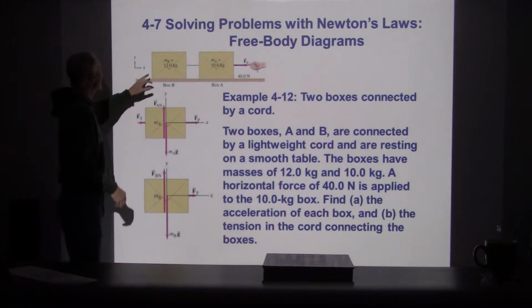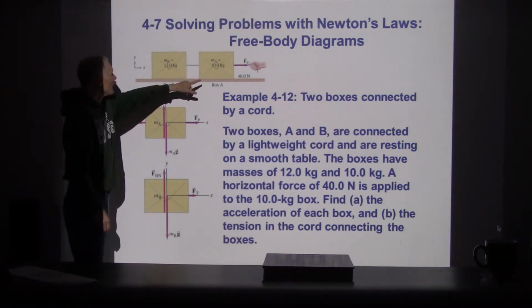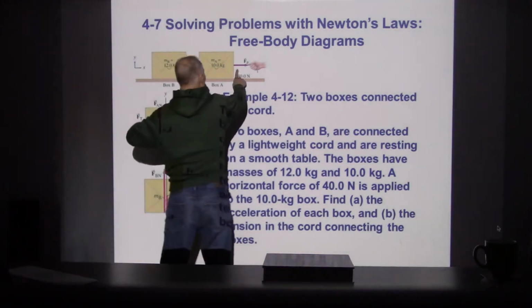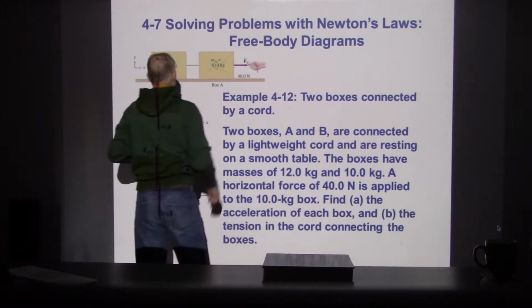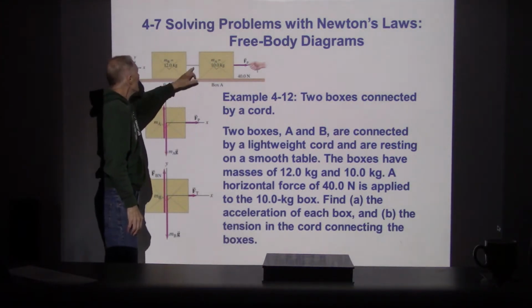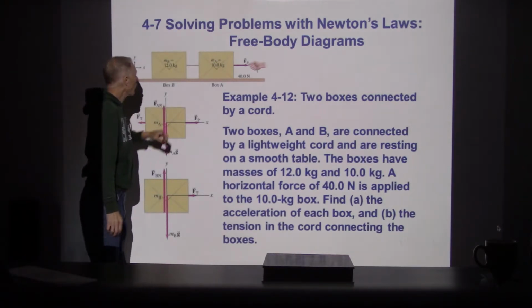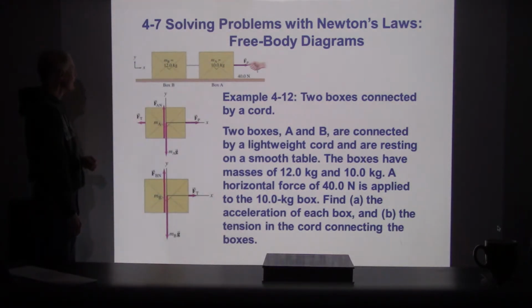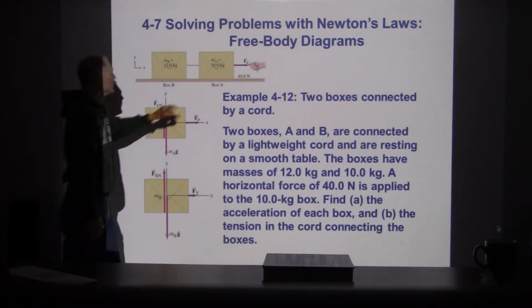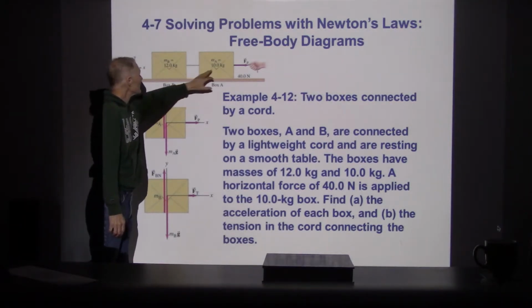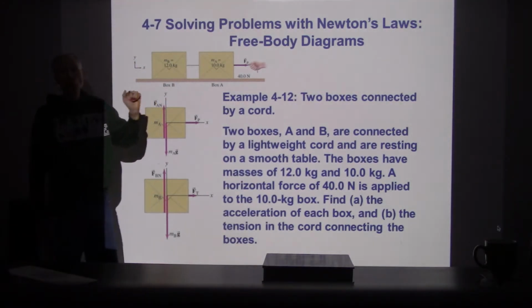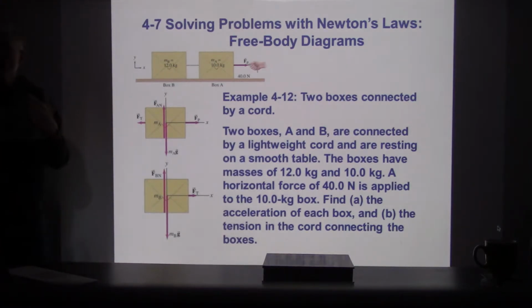So now we've got two boxes and a couple of cables. We're pulling here with 40 newtons. That's the standard pull, I guess. And then there's another cable or string holding those two boxes together. They're going to call this box A and box B, and this one is 10 kilograms. Ooh, this one's 12 kilograms. So the masses aren't the same. That's okay. We're going to be fine.